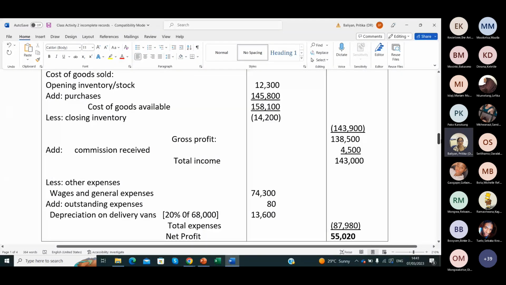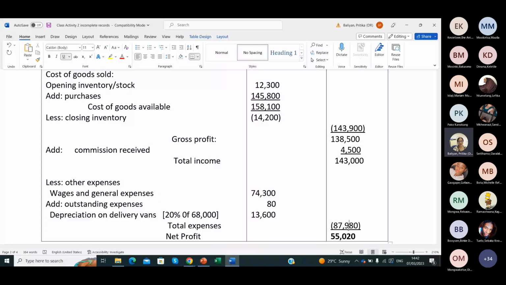Then the depreciation is charged at 20% of the cost of the motor delivery van. The cost of the delivery van is 68,000. Then you calculate the 20%, which makes 13,600. Then you list all these expenses. The total is 87,980. When you subtract 87,980, the net profit will be 55,020 pula. So that's how we calculate the net profit.